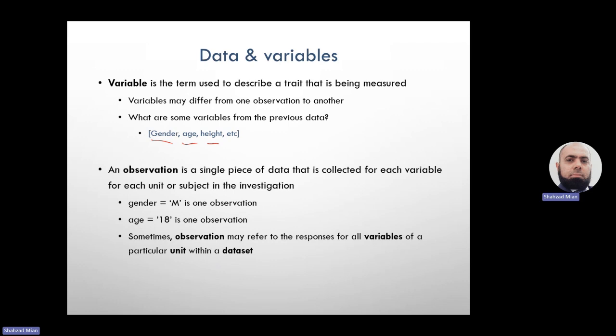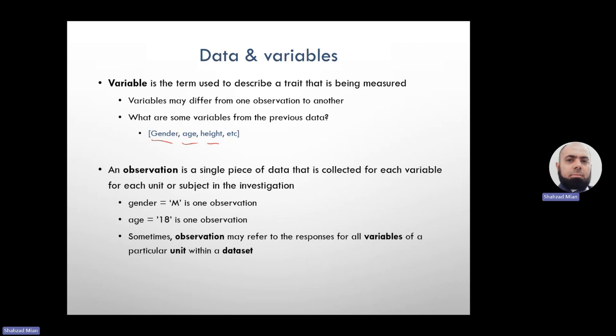Coming toward the definition of observation, it's a single piece of data that is collected for each variable. As we saw in that example, gender stands for capital M. That's one observation, or one set of record of a specific person, and his age is another observation. So one set of record has multiple observations based on how many different variables we are defining in that data set.